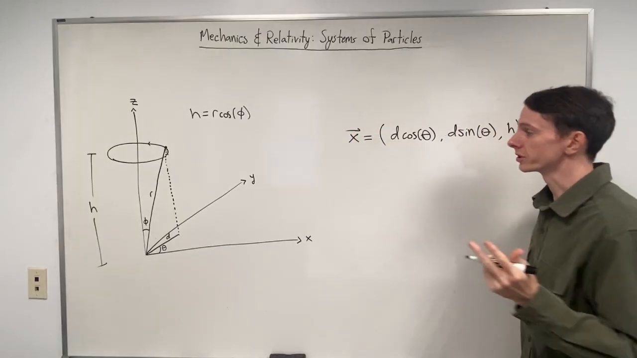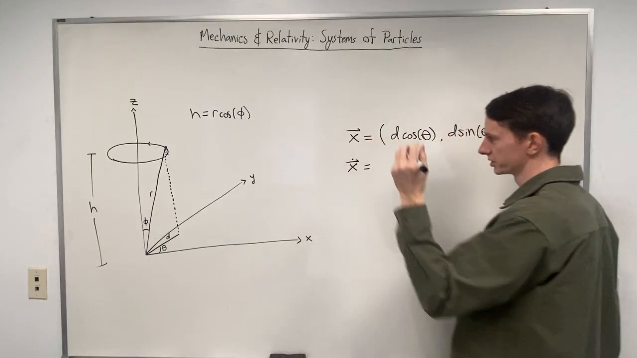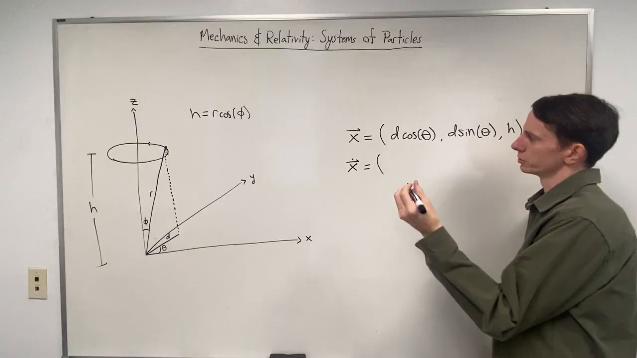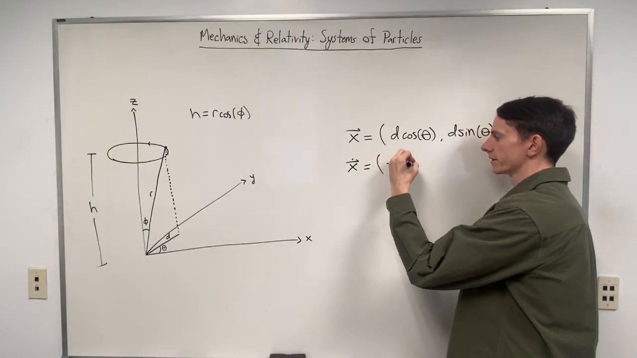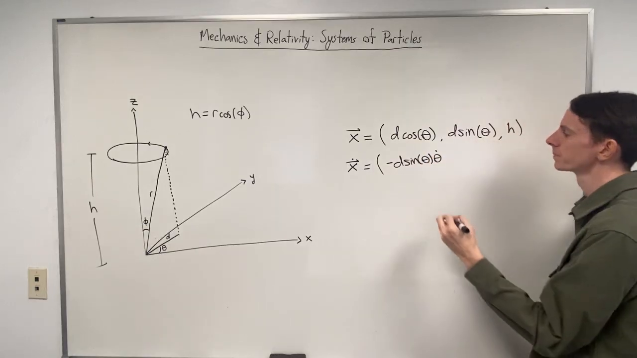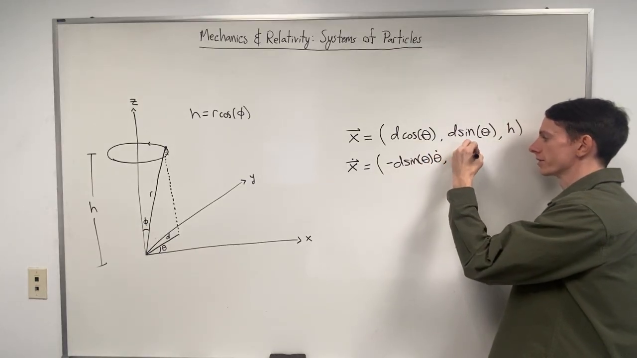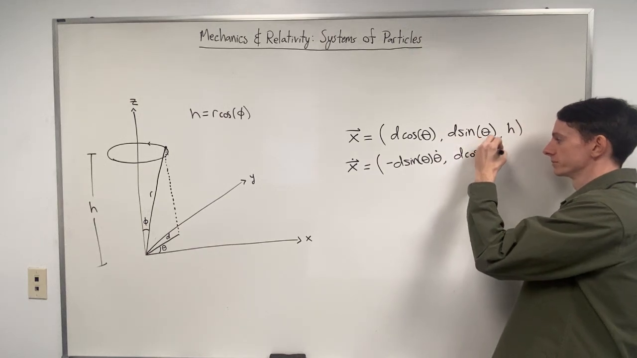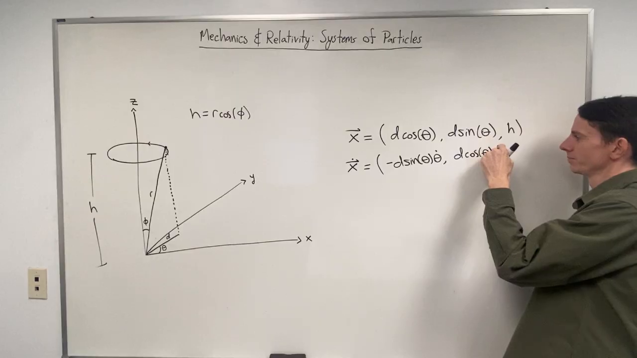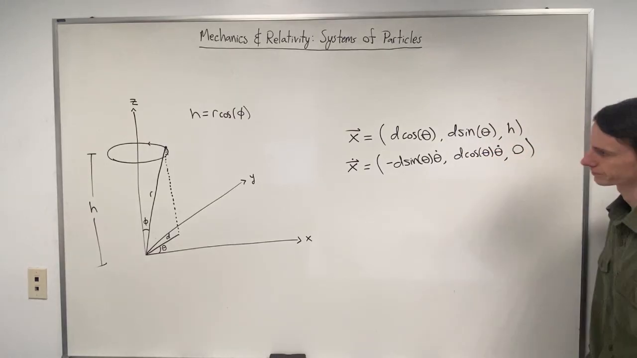What we could do next is take the particle's velocity, which is just the time derivative of the position, right? For the x component, that would simply become negative d sine theta, theta dot, because again, theta is the only thing changing with time. For the y component, we're going to have d cosine theta times theta dot. And then for the z component, we're just going to get 0 because h is a constant, right?